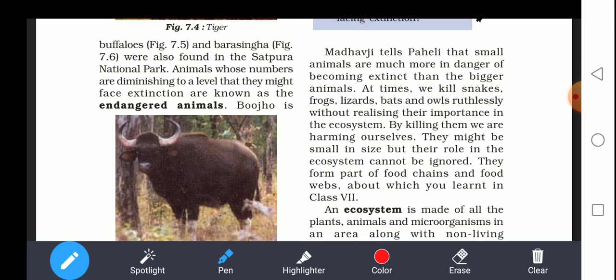So this also causes a disturbance in the ecosystem. By killing them, we are harming ourselves. Indirectly, we are hurting ourselves, because if you affect nature, definitely nature will affect you. They might be small in size, but their role in the ecosystem cannot be ignored. They form part of food chains and food webs, about which you learned in class 7th. Already you have learned about food chain and food web. This is also related to the natural habitat of these animals and plants, which are directly or indirectly very important in our life.